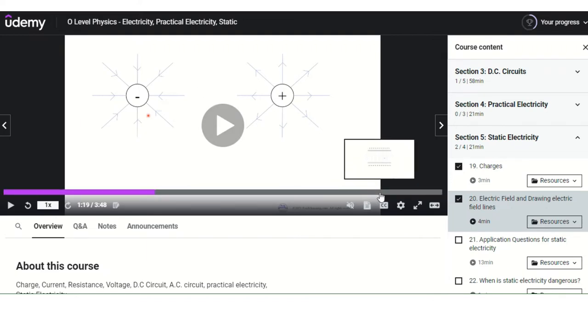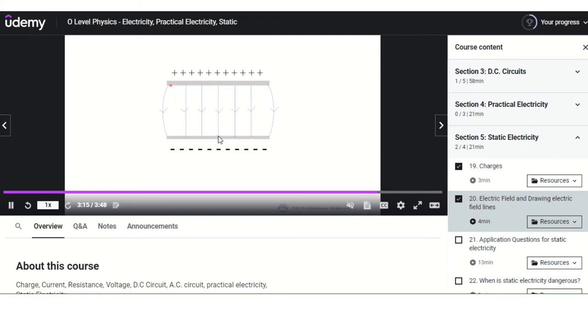If you have two plates, then this is how it will look.